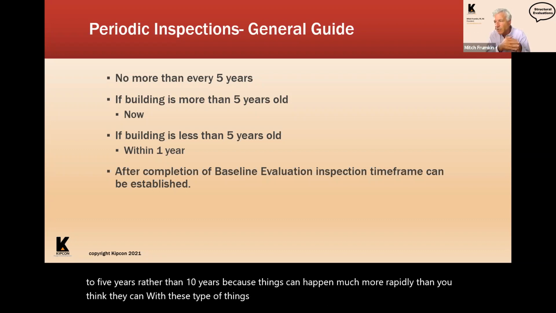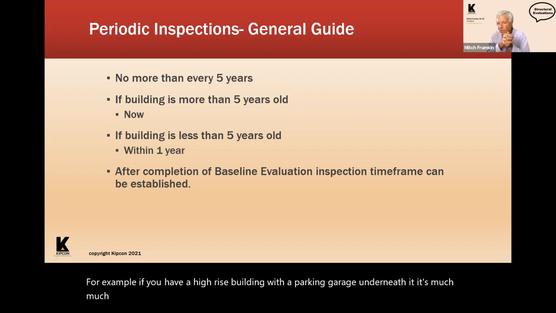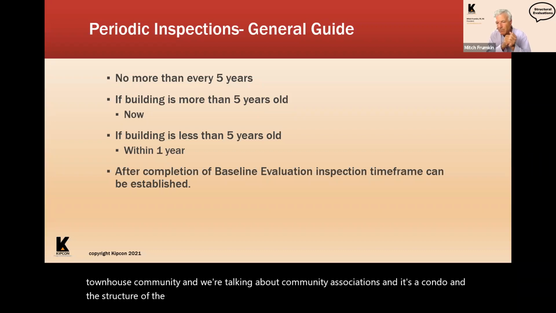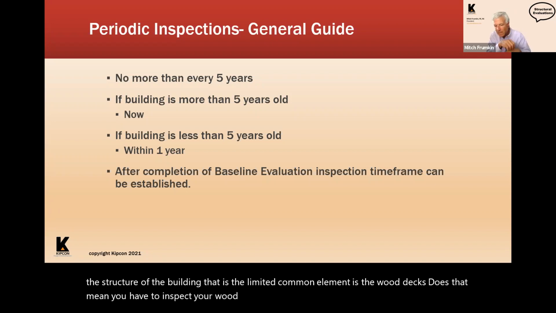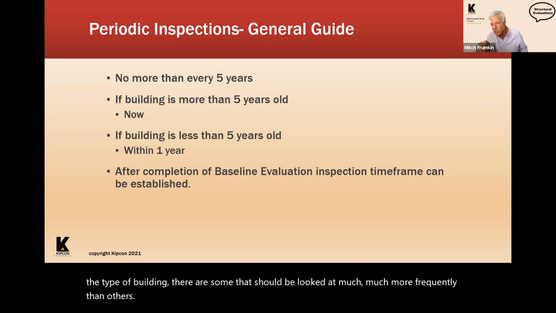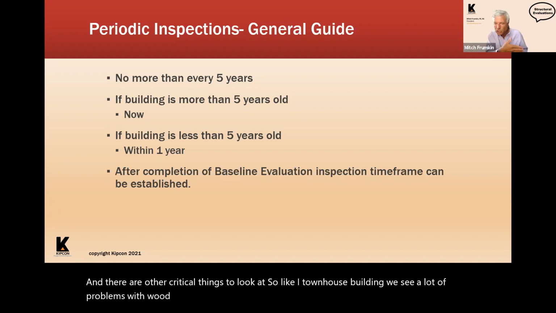The thing that's left out of here is what type of building. For example, if you have a high-rise building with a parking garage underneath it, it's much, much more critical to do periodic inspections on a very regular basis. But let's say you have a townhouse community, and we're talking about community associations, and it's a condo, and the structure of the building that is the limited common element is the wood decks. Does that mean you have to inspect your wood decks every 5 years? I would say that depending on the type of building, there are some that should be looked at much, much more frequently than others, and there are other critical things to look at. So on a townhouse building, we see a lot of problems with wood decks, but not with the structure of the building.